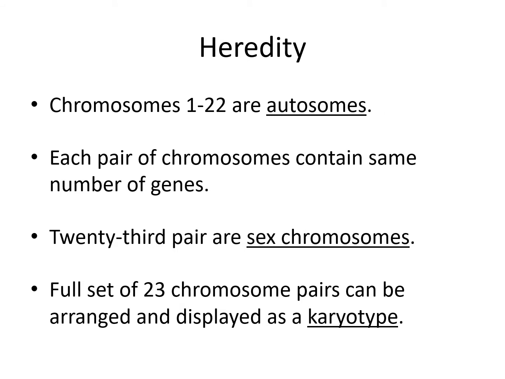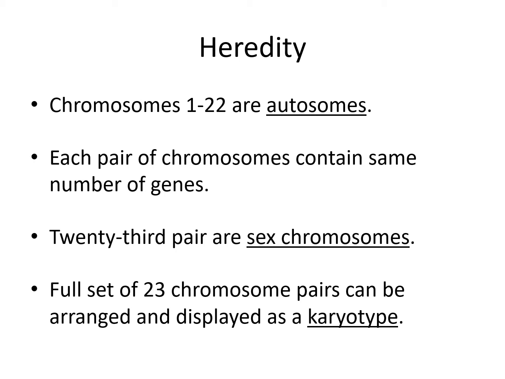And these chromosomes, chromosomes 1 through 22, are called autosomes. Okay, they're non-sex chromosomes. And each pair of chromosomes have the same number of genes. Okay, the 23rd pair are the sex chromosomes, and it's either an X or a Y.